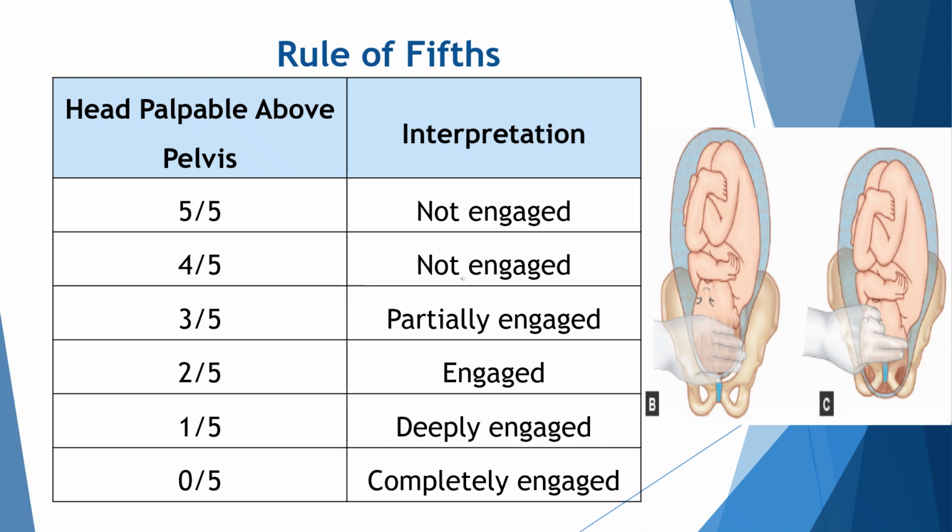When no part of the head can be felt above the pelvis, or 0/5 is palpable, the head is completely engaged. A simple way to remember this is, as the number becomes smaller, the baby's head moves deeper into the pelvis. So 5/5 means not engaged, while 0/5 means completely engaged.